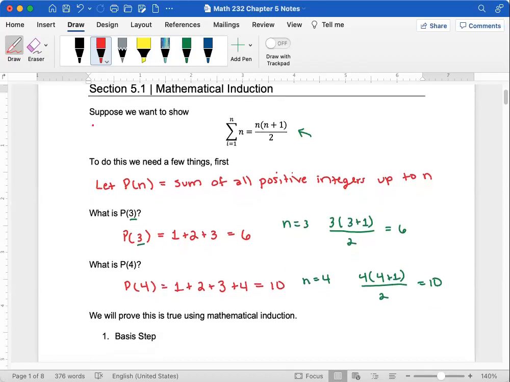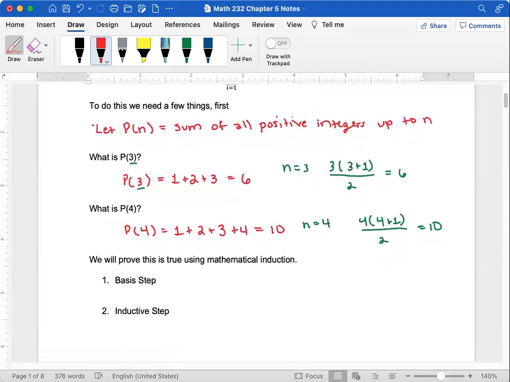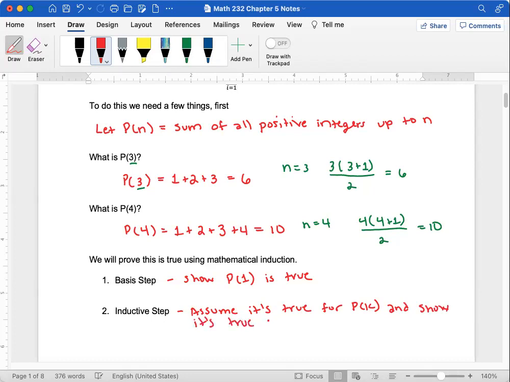And here's where we're going to use mathematical induction. So we have 2 steps with mathematical induction. We have what's called the basis step, and that is that we show p of 1 is true. So we're going to look at the very first case when n equals 1. Then we have what's called the inductive step. In this step, we are assuming it's true for p of k. And then we will show it's true for p of k plus 1.